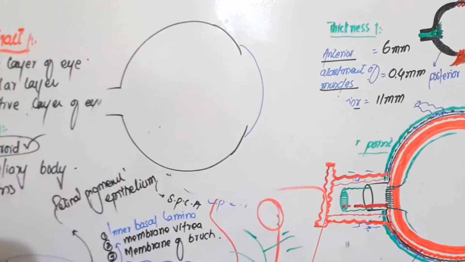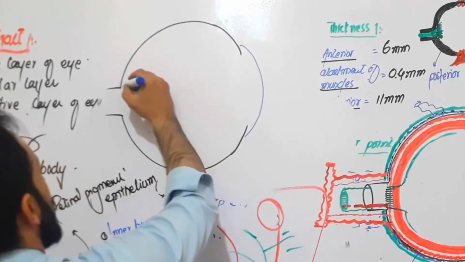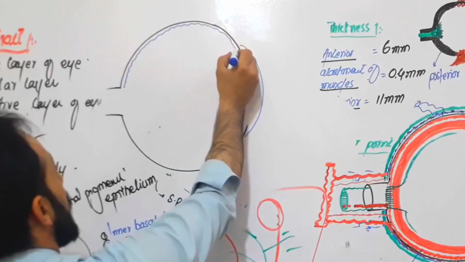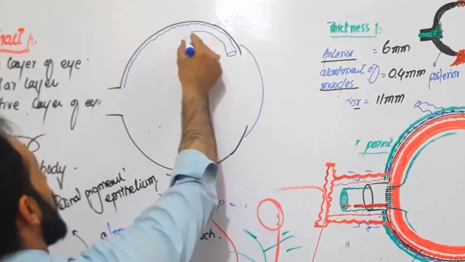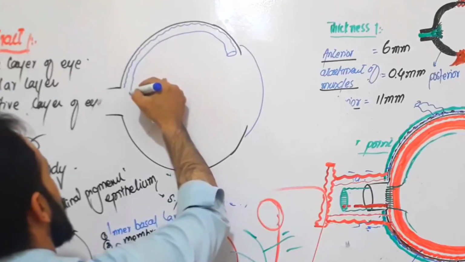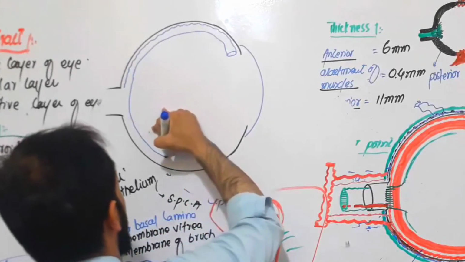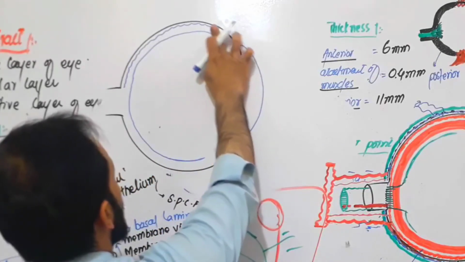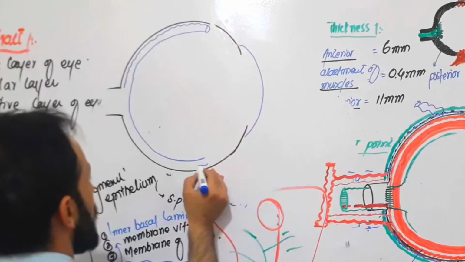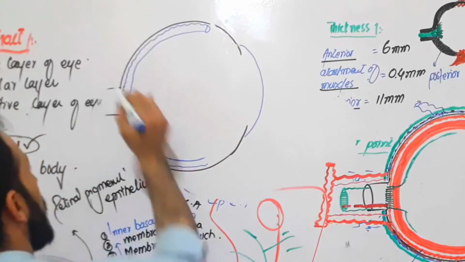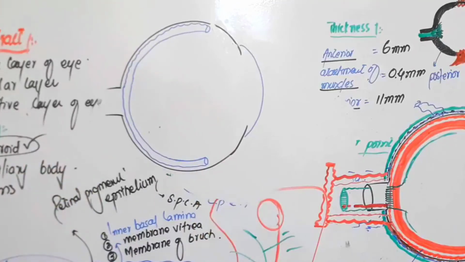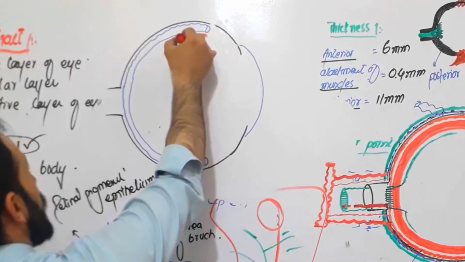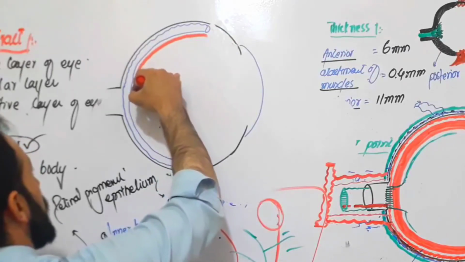Or before drawing the second layer, we should know that there is the suprachoroidal lamina. Yeah, this should be remembered, right? This is our suprachoroidal lamina, and I have drawn it a little bit larger, right? Suprachoroidal lamina. Then after suprachoroidal lamina, there is our choroidal layer. What is this? This is our choroid.